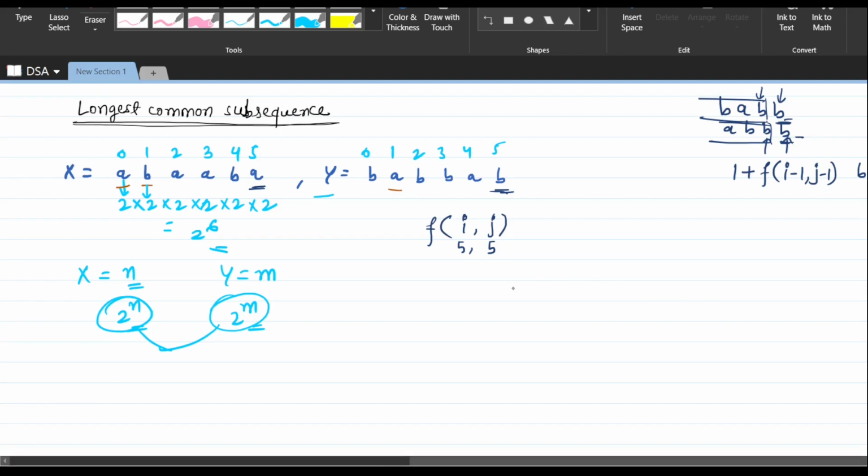So what can be the possible case here is, for example, here a and b is not equal. So if I decrement the jth counter, then I can find out the a and a as common. Or what I can do is I can decrement the ith counter, and I can find out b and b as common.